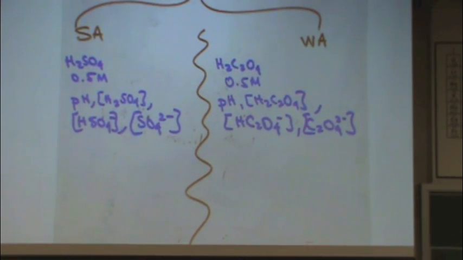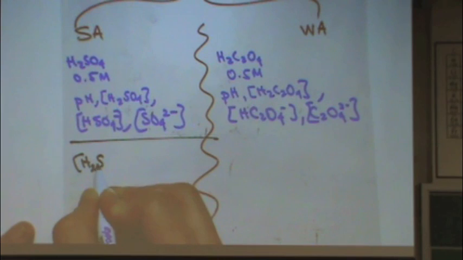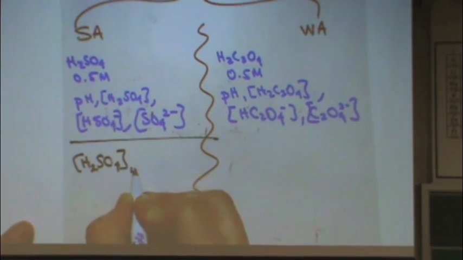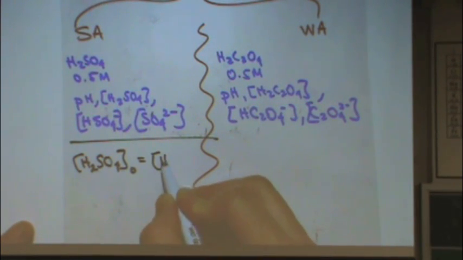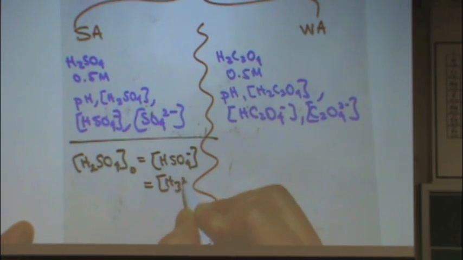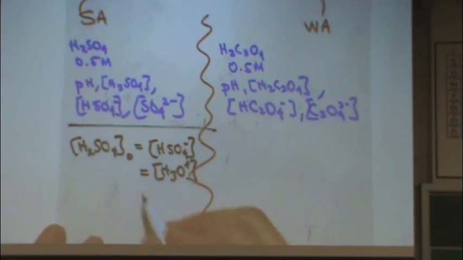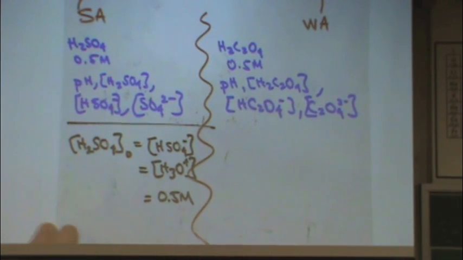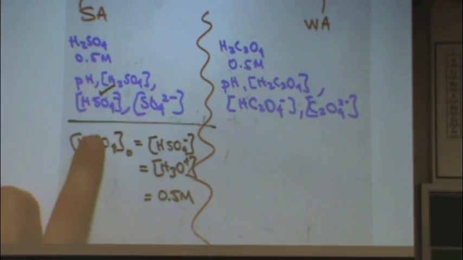Let's get a different color here. Okay, so for the first one, the initial H2SO4 concentration, I'll put 0 there to remind me it's initial, will equal the HSO4 minus concentration at equilibrium and the H3O plus concentration. Meaning all the 0.5 molar is going to react and form 0.5 molar of both of those products in the first reaction. So I already know, if I make a little check mark here, this concentration. It's 0.5 molar, this one right there.